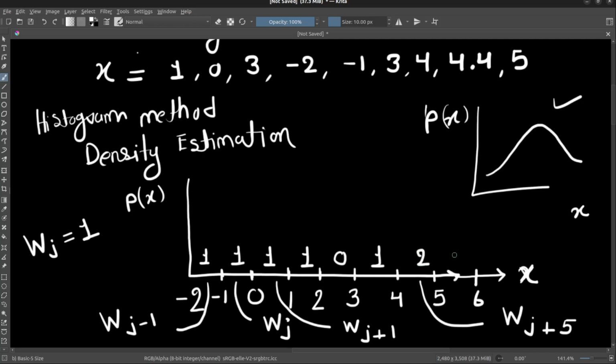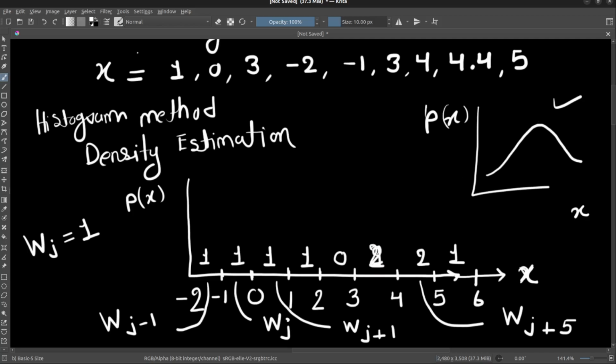And 5 to 6, how many samples? 1 sample. Okay. Count: 1, 2, 3, 4, 5, 6, 7, 8. How many points are given to you? 1, 2, 3, 4, 5, 6, 7, 8, 9. Okay. So I think we have missed something. 3 is repeated 2 times, so 3 will be lying here, so this will also be 2.